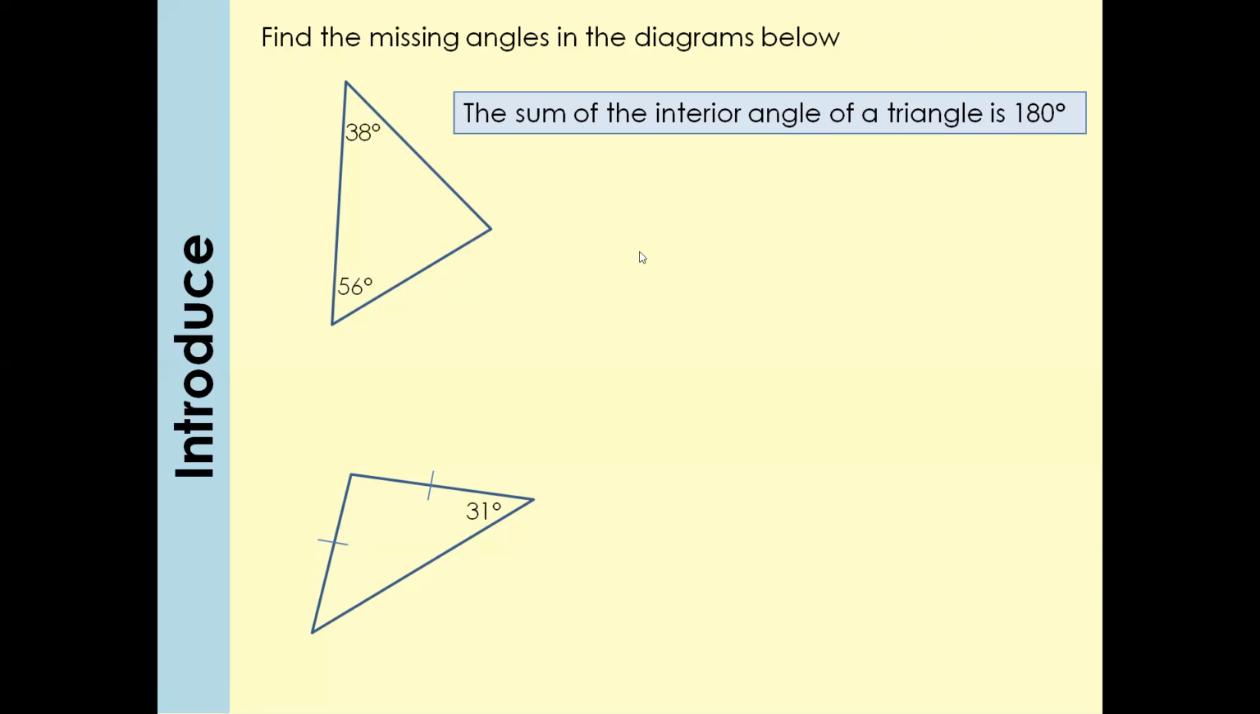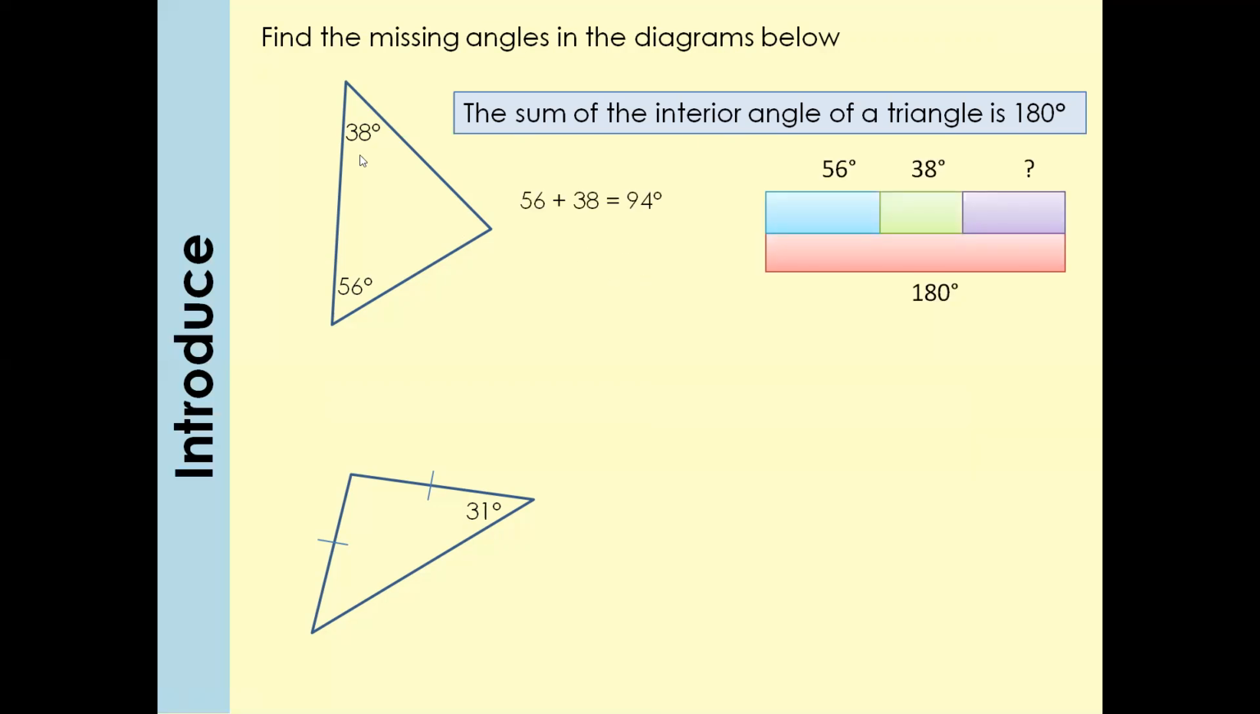So if we have to calculate the value of this angle, you simply add up these two angles. So 56 add 38, which is 94, and it's 180 take away 94 will give you 86. So that's the final answer. So simply add up the two angles which are given to you and simply take away from 180.